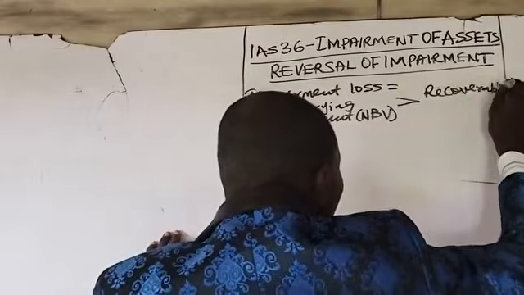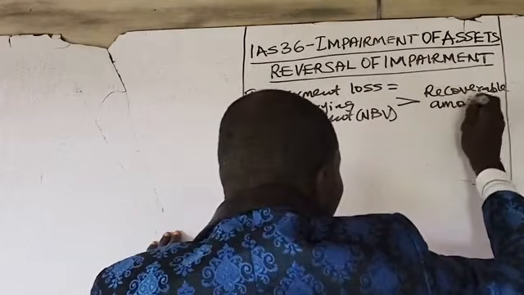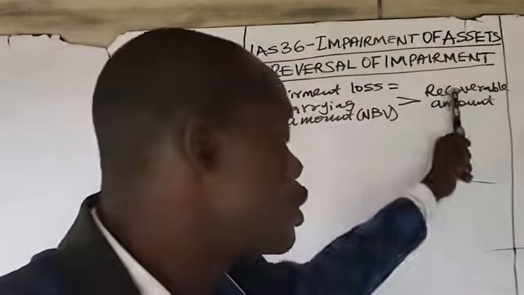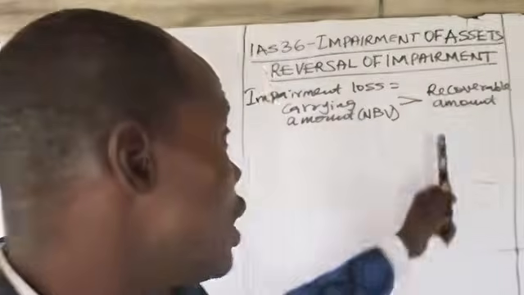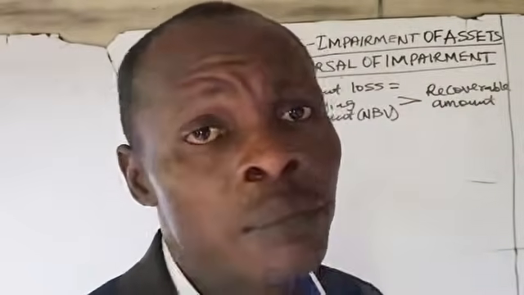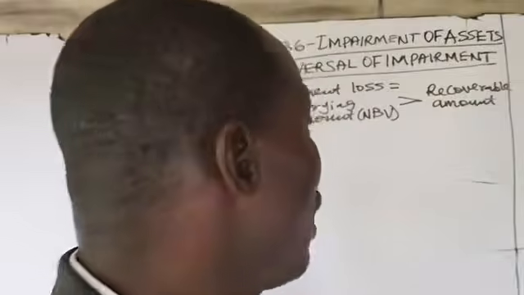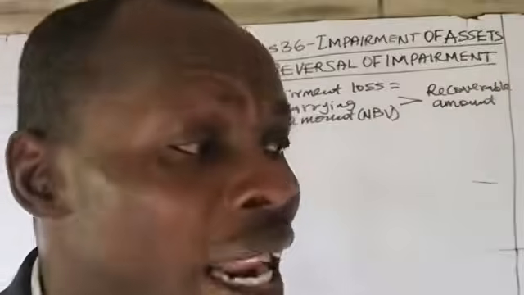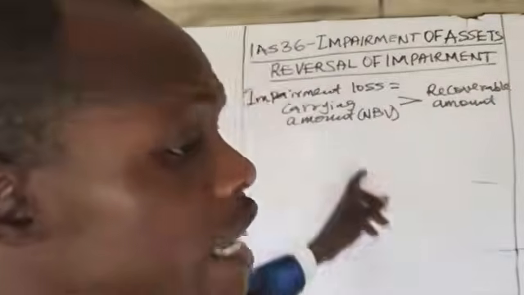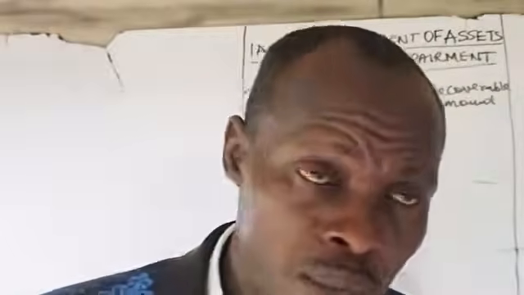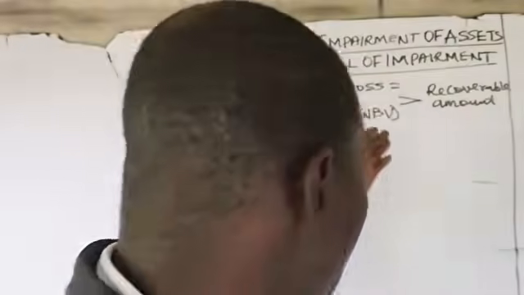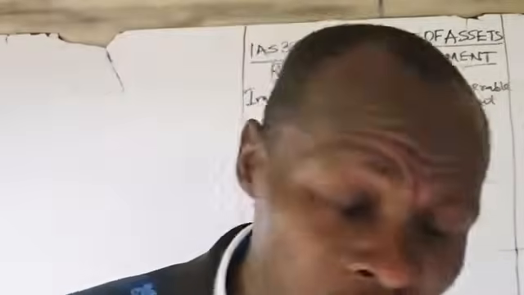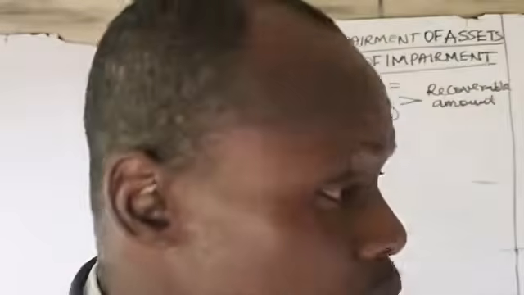Recoverable amount. Remember, if you have watched my earlier video on IAS 36, I've told you that the recoverable amount of an asset is the higher of fair value less cost to sell and value in use. An asset is impaired where its carrying amount exceeds its recoverable amount. An asset is impaired where the carrying amount of the asset is greater than its recoverable amount.